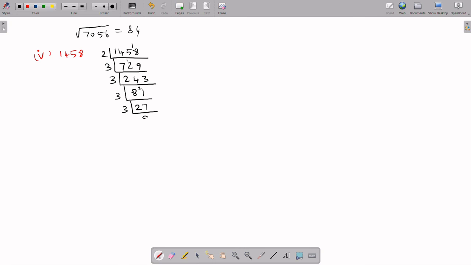9 3s are 27, 3 3s are 9, and 1 3s are 3. Okay, so 1458 you have to write as 2 into how many 3s you have? 1, 2, 3, 4, 5, 6 3s. So 3 into 3 into 3 into 3 into 3 into 3, 6 times, and you have to combine these numbers.